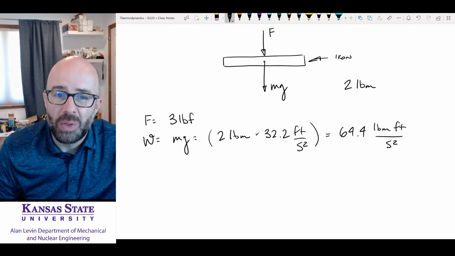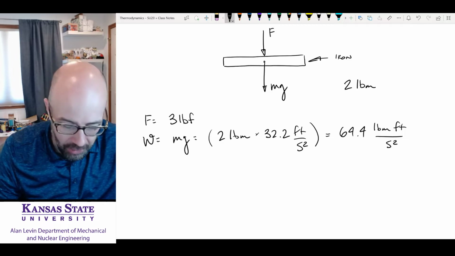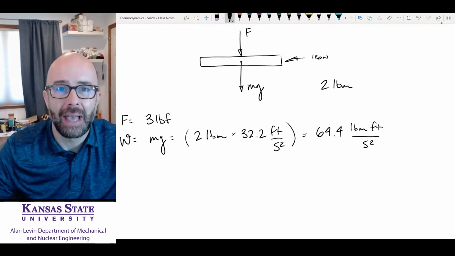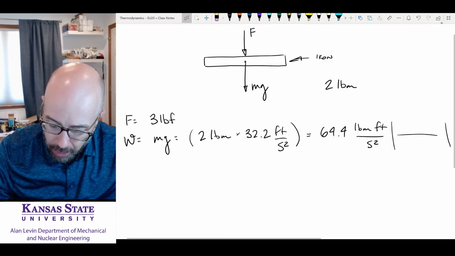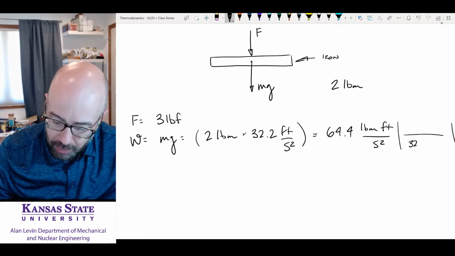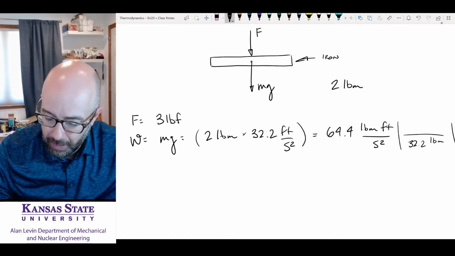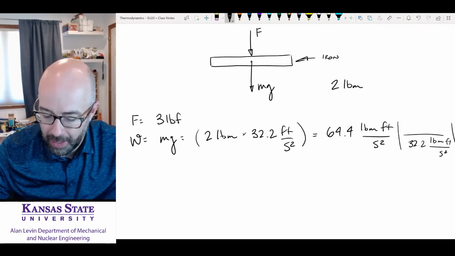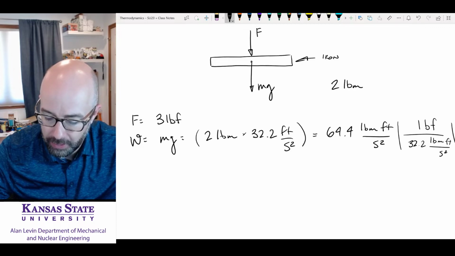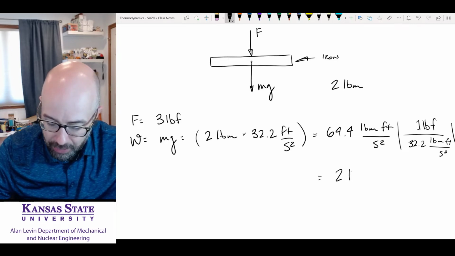But I know that I can't just say that that works out for me. I'm going to have to convert from pounds mass back to pounds force. So I'm going to say that 32.2 pounds mass feet per second squared is equal to 1 pound force. When that converts out, you get the answer: 2 pounds force.